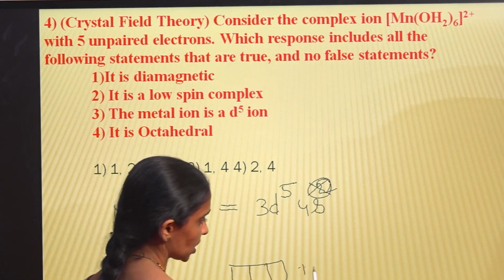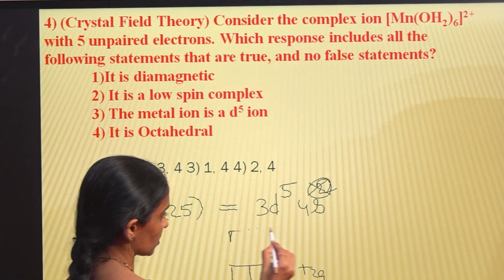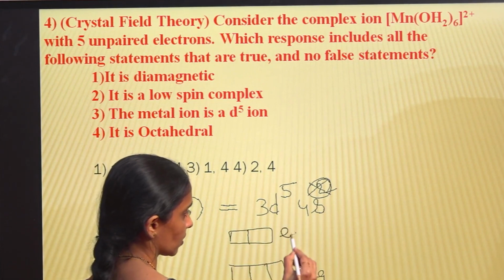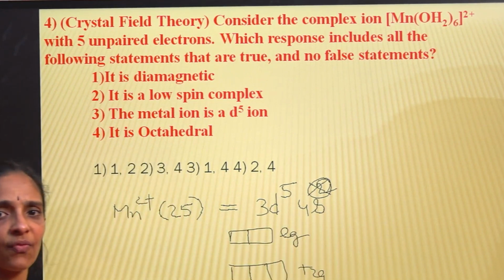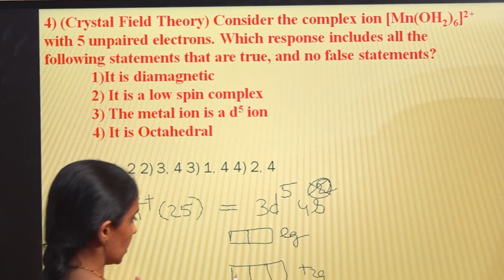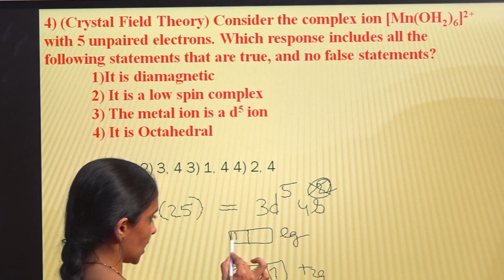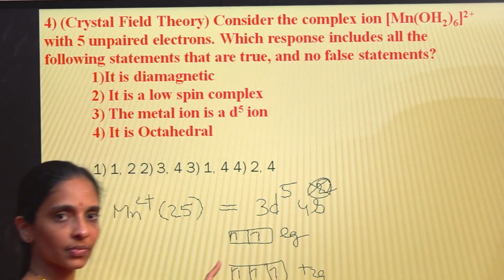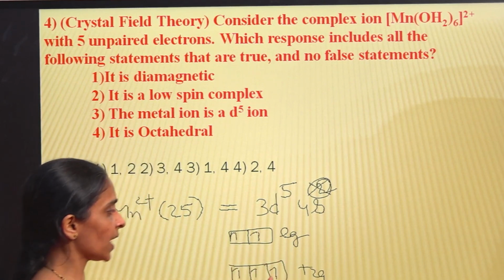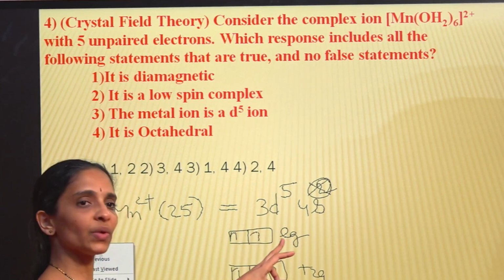This is T2G. This is EG. In order to accommodate 5 unpaired electrons, we have to send the 3 electrons here and 2 more electrons here. Now, why doesn't the pairing happen? Why do the electrons go to EG?